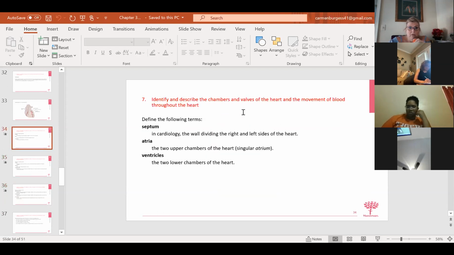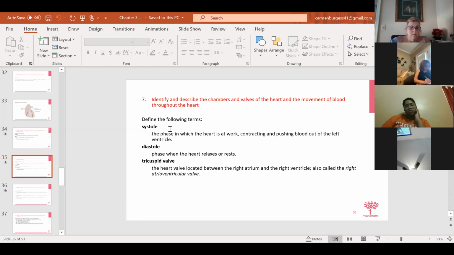Okay, we touched on systole and diastole. Do y'all remember what we said about what systole was? Is that the top number or bottom number? Top. Where the heart's always working. And what is that top number? That's the pressure, right? So that's the phase where the heart is at work. It's contracting, it's pushing the blood out of the left ventricle. So systole is that bump, that hard push of the ventricle.